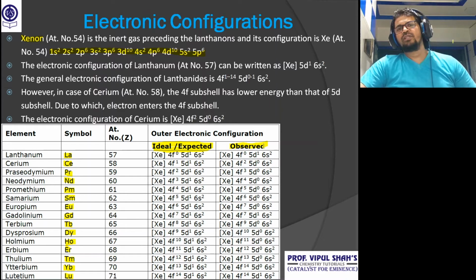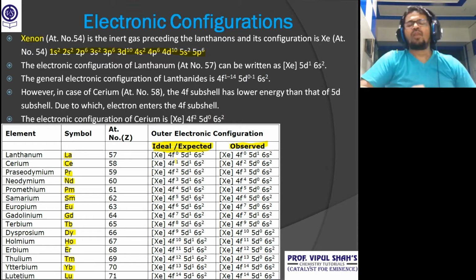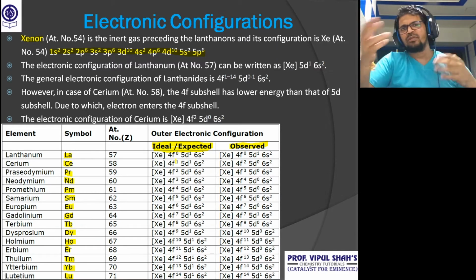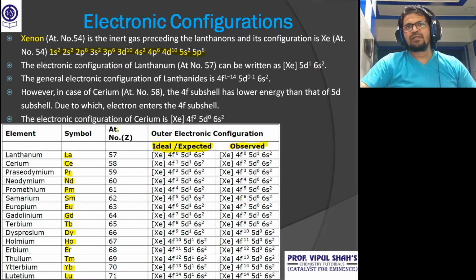Now there are anomalous configurations. The reason is that you're going deep inside, to the 6s, 5d and 4f orbitals. As you go deep inside, orbitals come very close to each other. So the energy gaps are small, and the electrons can jump from one orbital to another. As per the expected, all are 6s2, 5d1, and 4f goes regularly from 4f0 to 4f14. But in the observed it doesn't go this way.